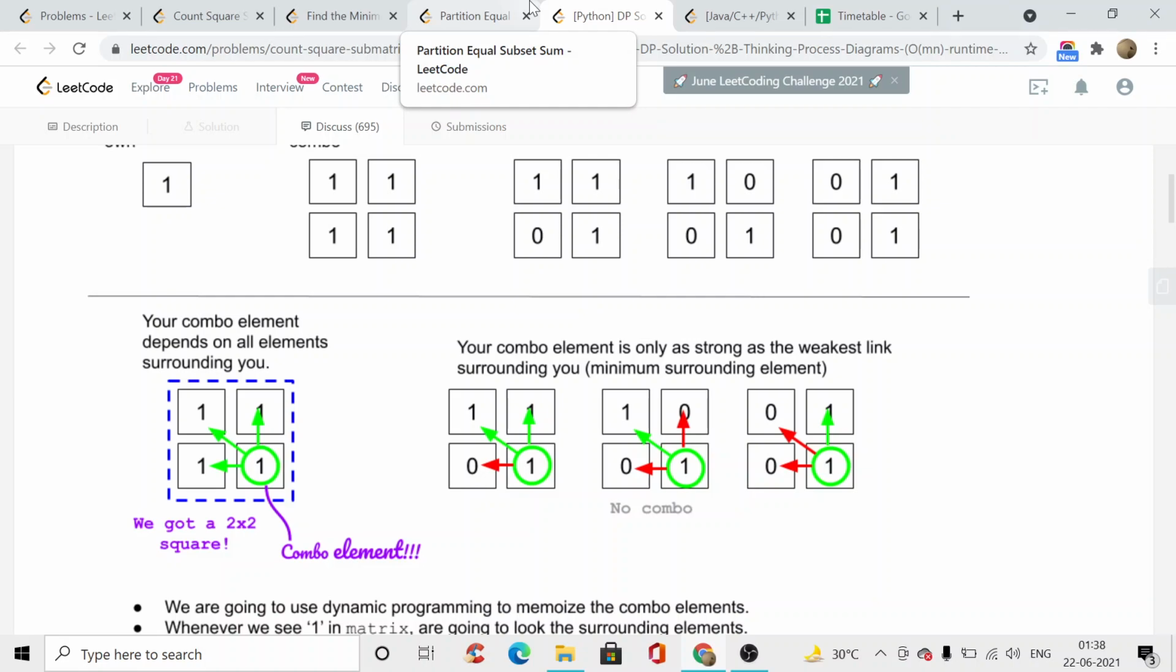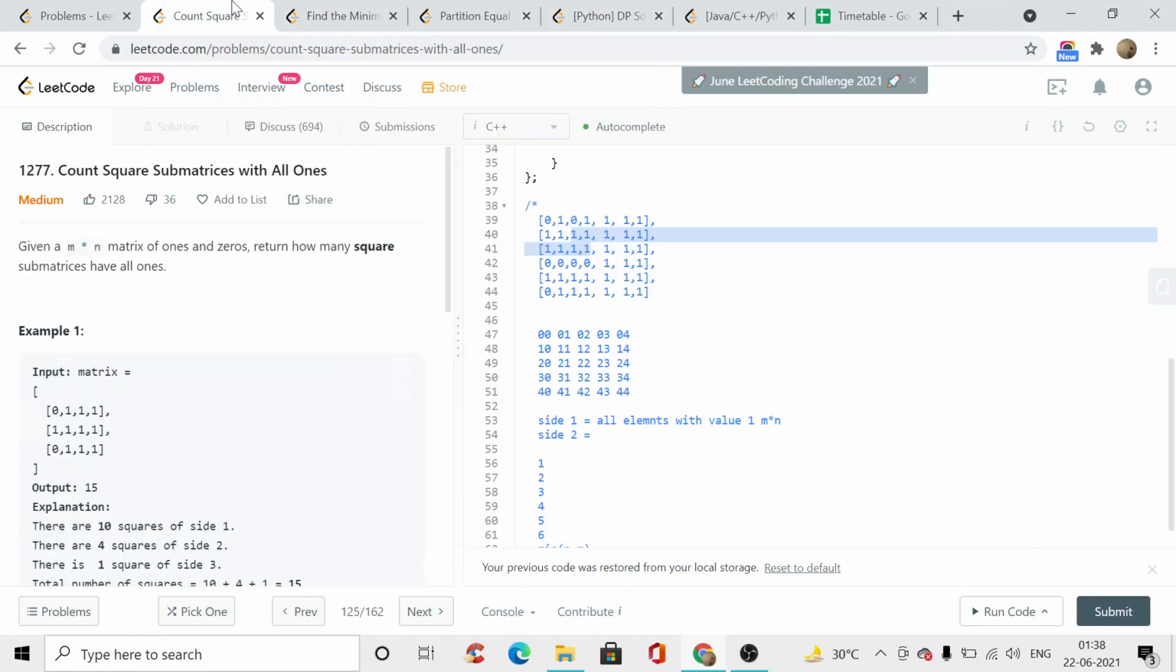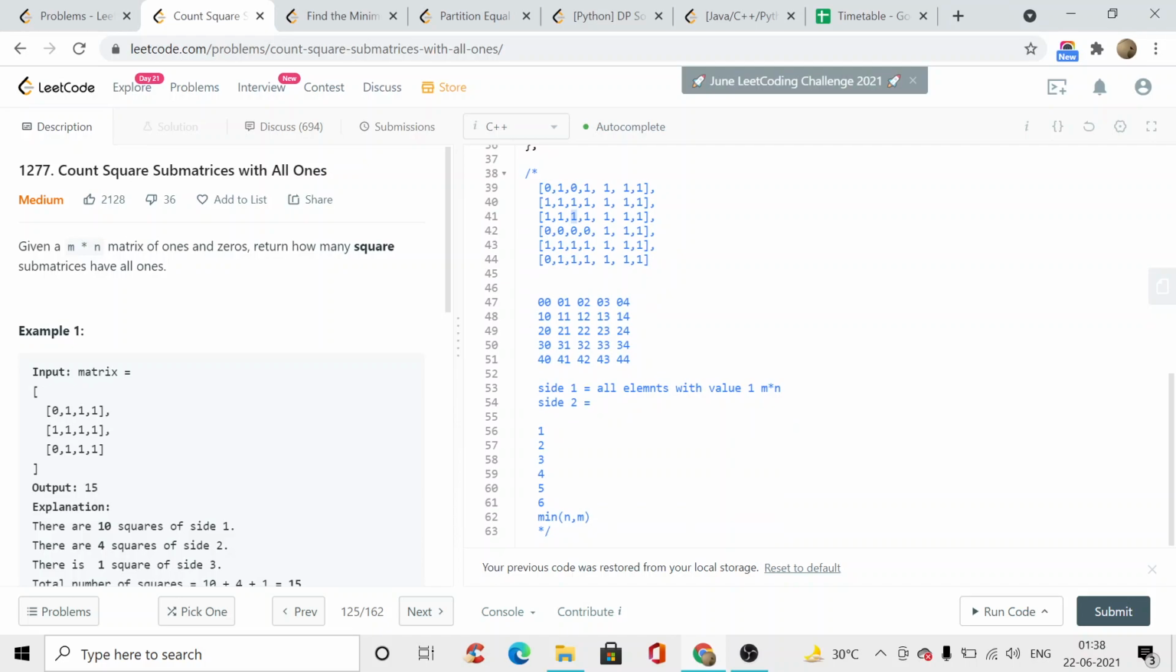So actually what we are doing is just finding what size square could be formed over here. So if something can form a square of size 3, this can form a square of size 2. So at each position you are going to update that, and the result is the sum of all those values.